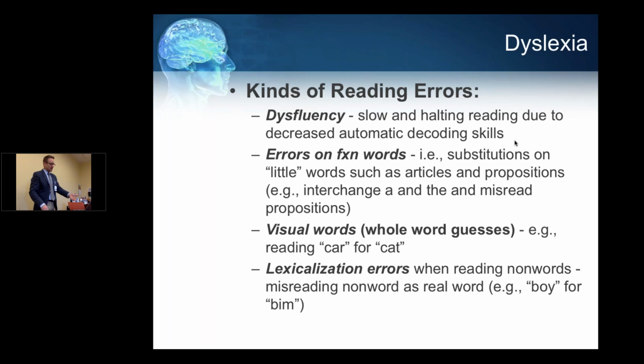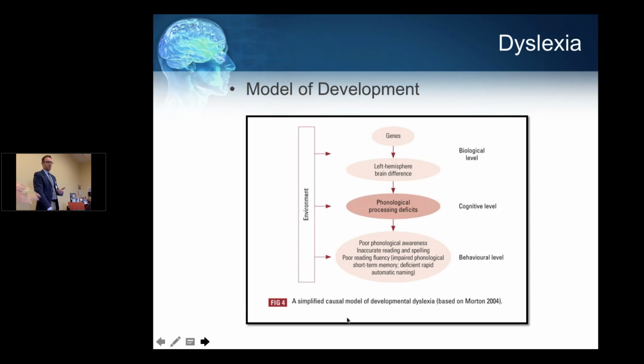We can also have lexicalization errors, and that's reading non-words, like boy as bim. Like the sounds are kind of there, but kind of flipping the lexicons. So this is the model of development in dyslexia, like how it ends up being a problem.